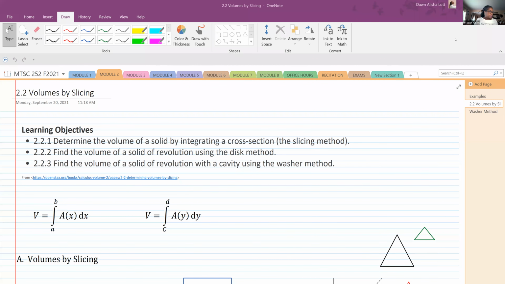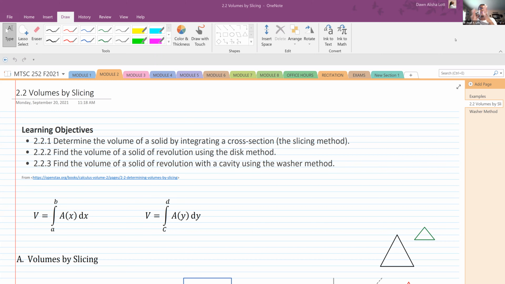So what we're going to be looking at today is volumes by slicing. This whole section, this whole chapter actually, we're going to be looking at volumes, we're going to be looking at surface area, we're going to be doing all those kinds of things. And so today we're looking at volumes by slicing.